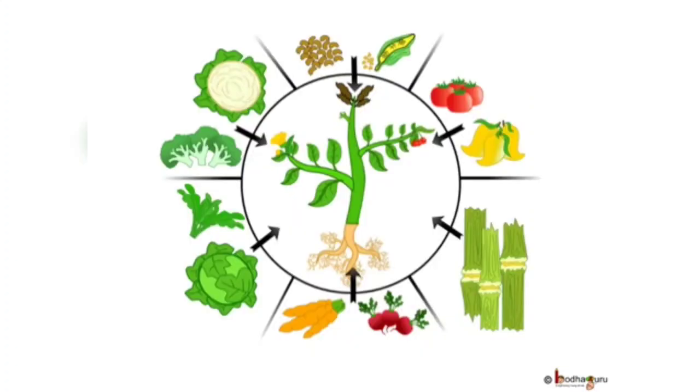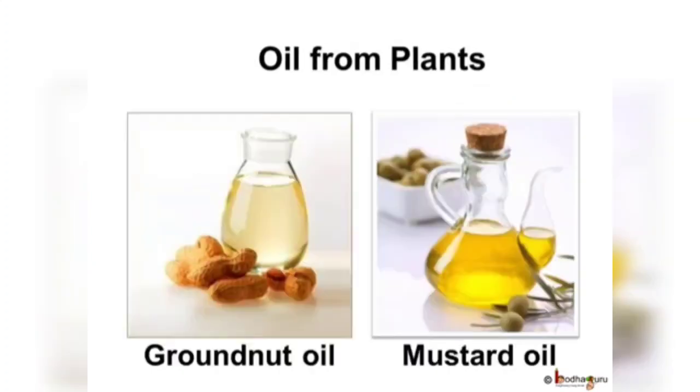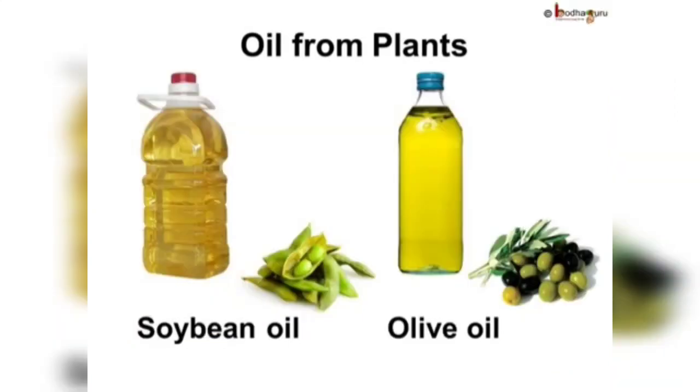Apart from these, plants are useful to us in many more ways. Let us look at some of these. You all must be familiar with the coconut oil. And if you're thinking that this oil is made up of coconut, then you are right. Like coconut oil, some other oils which we use for cooking are also made from plants. For example, the groundnut oil, mustard oil, soya bean oil, olive oil, etc.